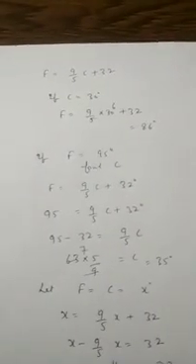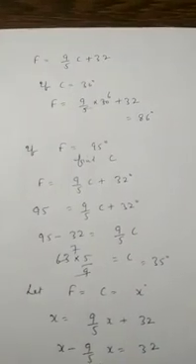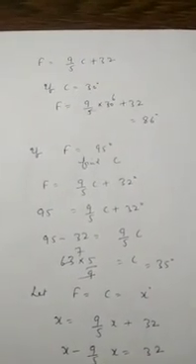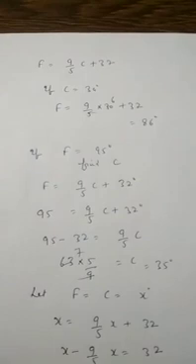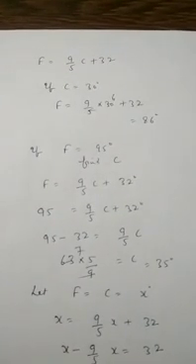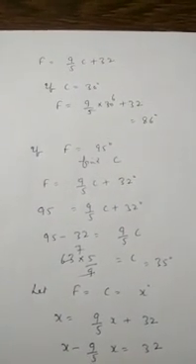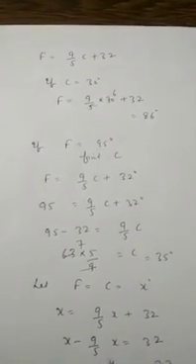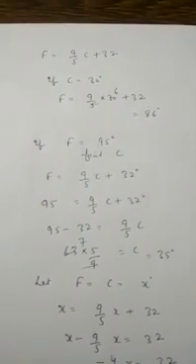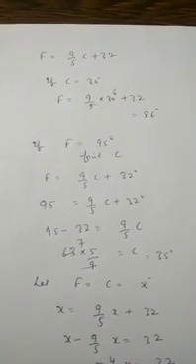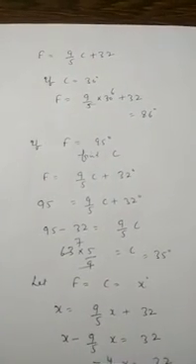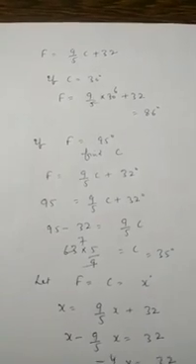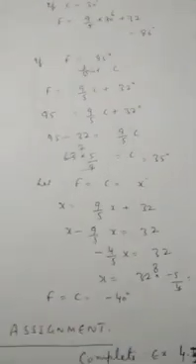Next part, if F is 95, find C. So in place of F, you will put 95, and that is equal to 9/5 C plus 32. 95 minus 32 is 63. And 9/5 when shifted to the other side will become 5/9. So C will be 35. When F is 95, C is 35.